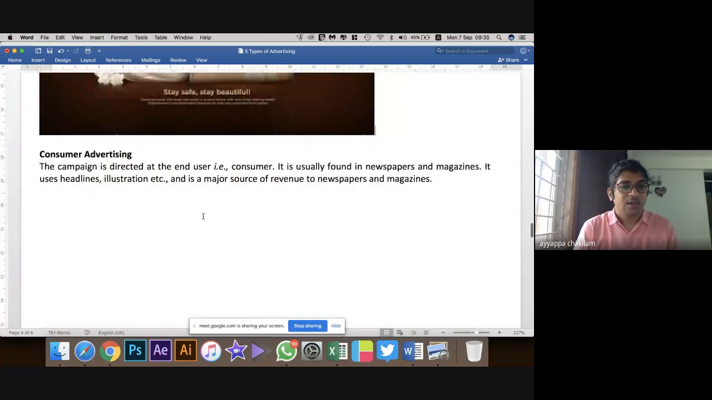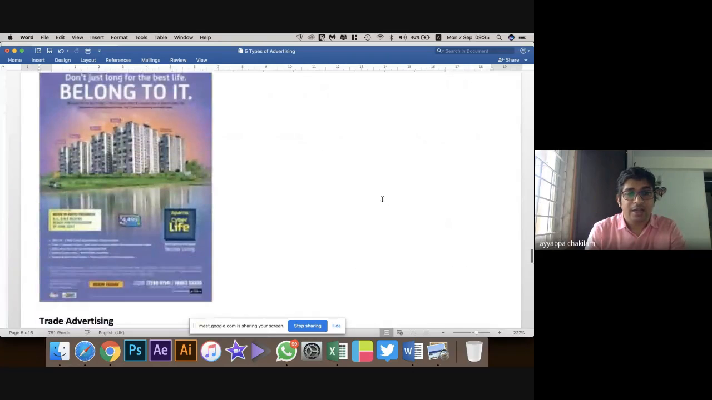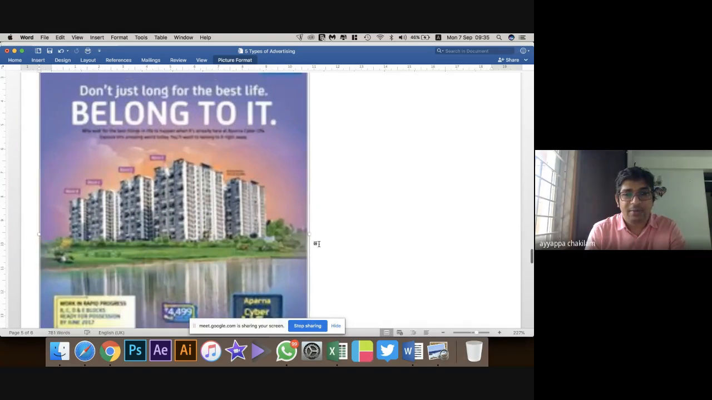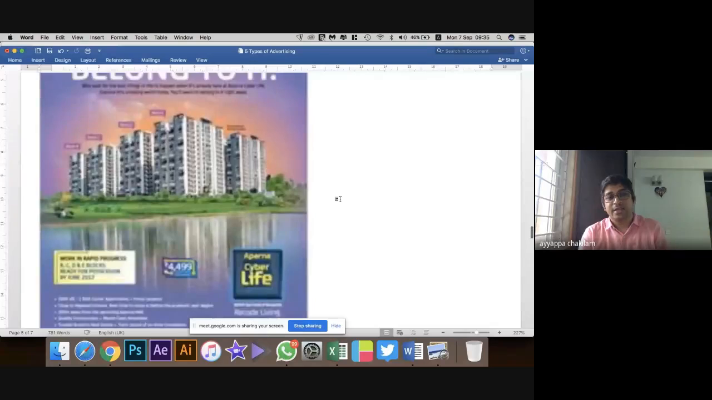Consumer advertising. This campaign is directed at the end consumer, that is the end user. It's usually found in newspapers and magazines. It uses headlines and illustrations, and is a major source of revenue for newspapers and magazines. So what do we mean by it? It is directly aimed at the consumers. So this is one particular flat advertisement of Aparna Cyberlife. It's directly targeted at the end consumer.